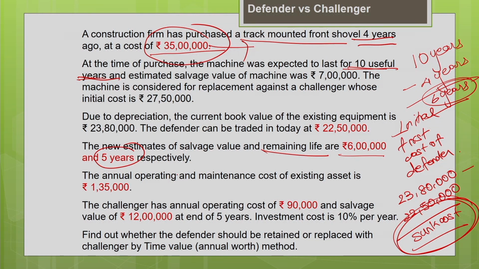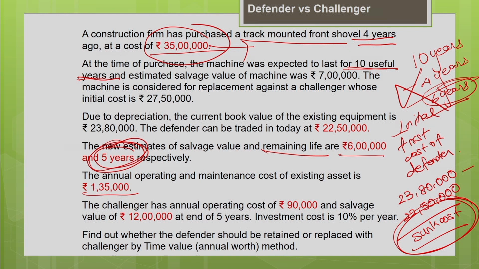According to the new estimate, the remaining life is only 5 years. You have to consider only this new estimate, and ignore the old estimate. The annual operating and maintenance cost of the existing asset is 1,35,000. So, this is all about your Defender, that is the current equipment.